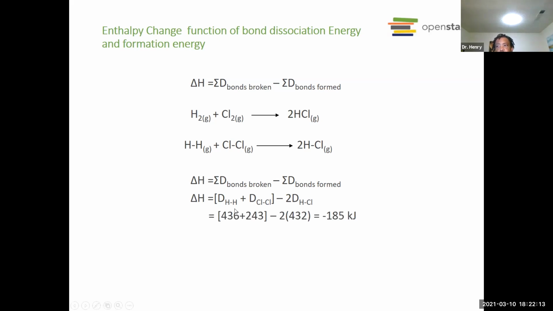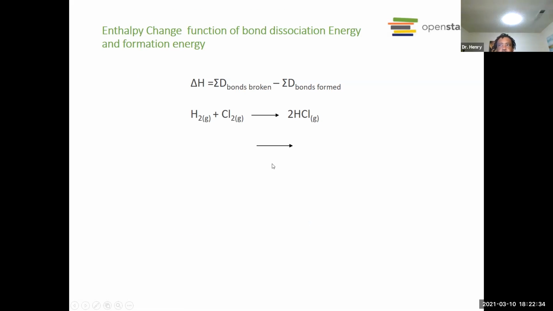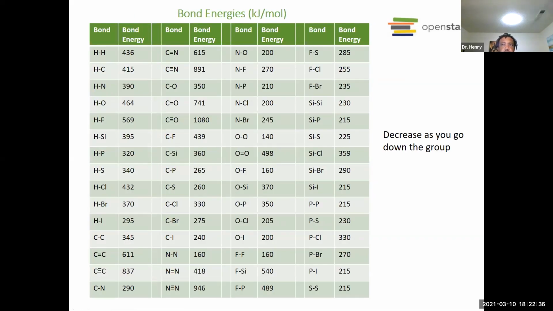Okay, so the energy that's required to break the hydrogen was 436. The chlorine is 243. So we'll add those two together, and then we'll subtract the energy that is required to form the HCl. And again, all of this is going to be provided to you on a table, so you'll have a table to sit there and look at.